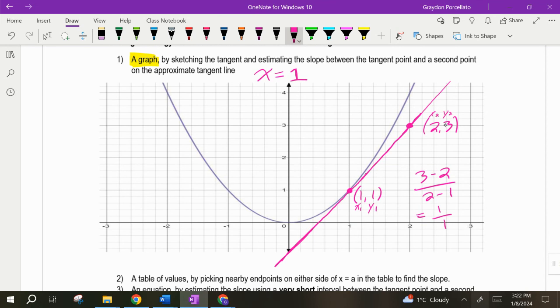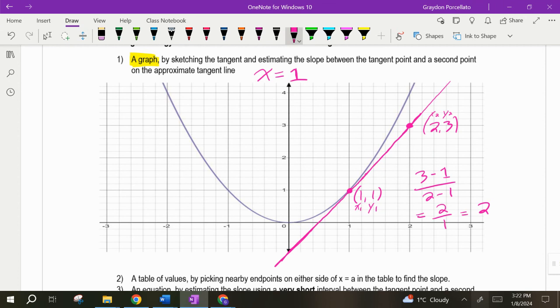Wait, is that correct? 2 minus 1. Oh, no, sorry. 3 minus 1. I was like, that doesn't sound right. That gives me a slope of about 2 over 1, or 2. Okay, so we've made an approximation of the instantaneous rate of change at that point.